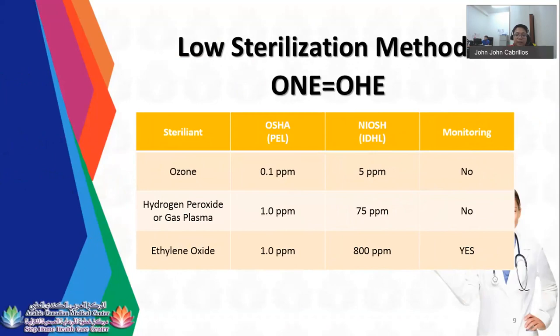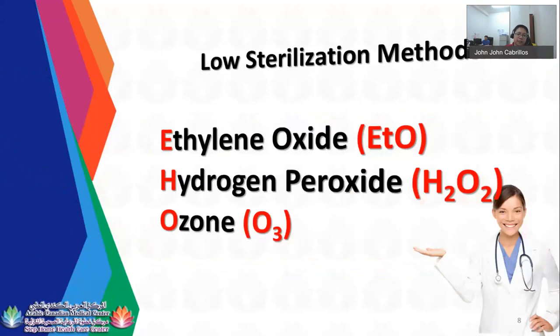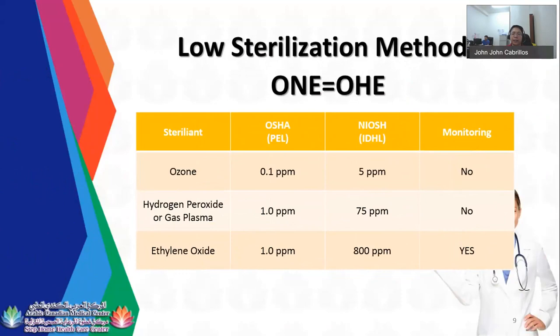So for your low temperature sterilization methods, you need to remember the abbreviation OHE, or one. From the word one, just change the middle letter, which is N, to H, so that you can easily remember the low temperature sterilization method. As we tackled earlier on this slide, OHE is your ozone, hydrogen peroxide, and ethylene oxide.